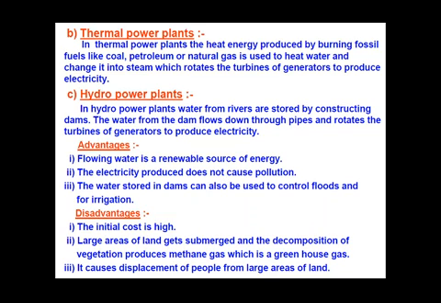Okay, now let us move to hydropower plants. Like in thermal power plants, heat energy was used, but in the case of the hydropower plant, as the name itself indicates, water is used to produce electricity. So now let us see how water is used to produce electricity. In hydropower plants, water from rivers is stored by constructing dams. Rivers are there, and dams are constructed by the riverside.